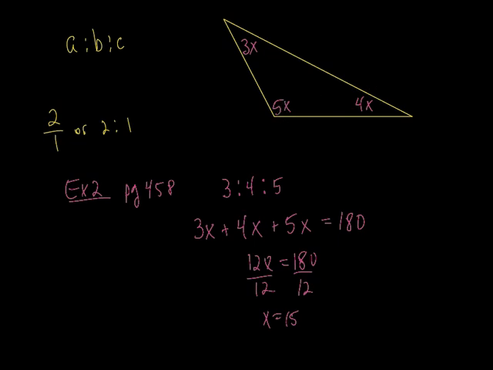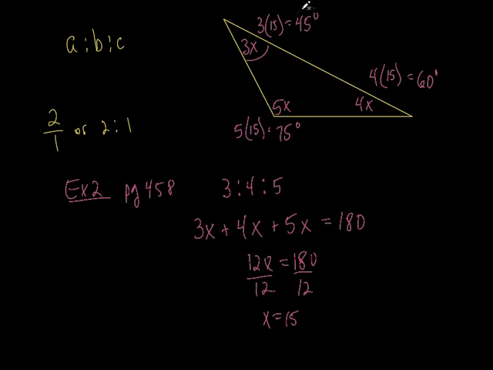So, we've done this before. I just got to plug it back in. So look at this one. This is 3 times x, which is 15. 3 times 15 is 45. So this angle right here is 45 degrees. Let's find this one right here. What would that be? Well, it would be 4 times 15, sorry, not 5. And that would be 60 degrees. This one right here is 5 times x, which is 5 times 15, which is 75. And so those are my 3 angles: 45, 60, and 75 degrees.